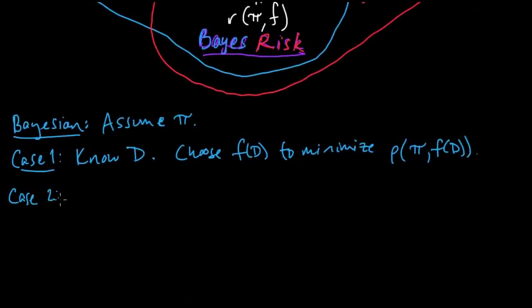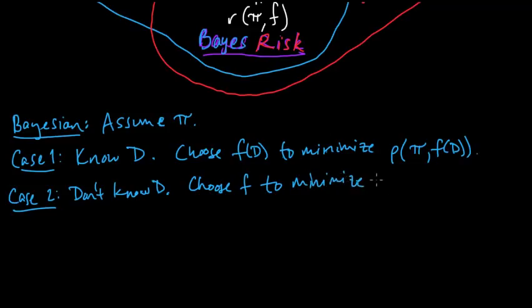Case 2, this is sometimes called conditional Bayes. Case 2, if we don't know D, we don't know D ahead of time, and we still have to choose some decision procedure. So in that case, you choose F, the whole function, to minimize the Bayes risk, lowercase r, of pi and F. And this is so in both cases here, so these are well-defined problems.